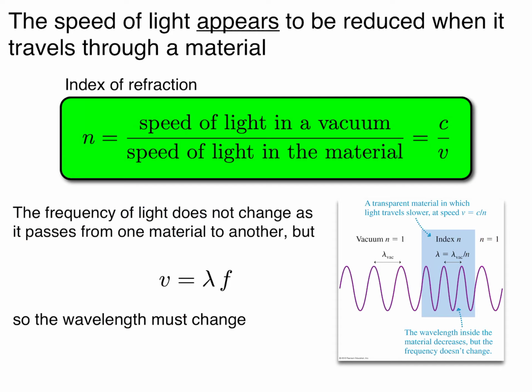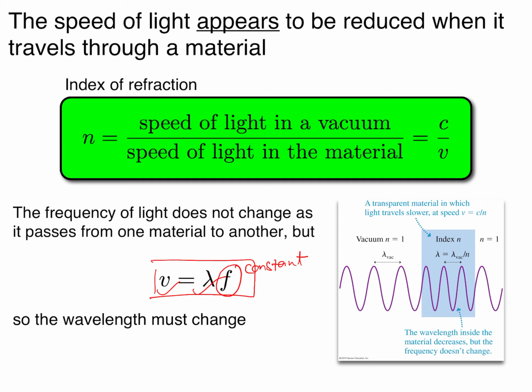We know that the frequency of light does not change as it passes from one material to another. We know the wave equation: wave speed v is equal to lambda times f, wavelength times frequency. So, if the frequency remains constant, but the speed of light varies as it goes from one medium to another, then what else must change? We know the velocity is changing, so to change the velocity, lambda must change.